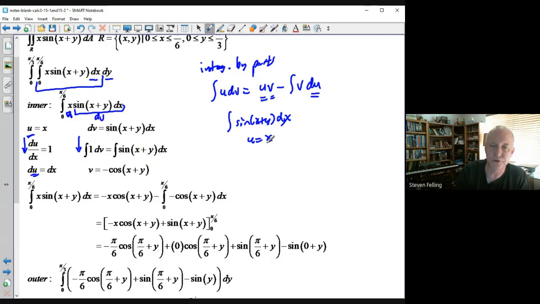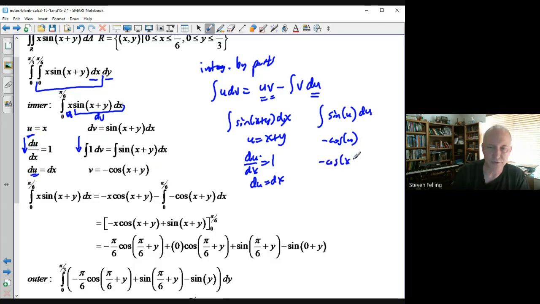If you made a u substitution for x plus y, du/dx would just be 1 because this is a constant right now. So du is just dx. Then you could rewrite this as the sine of u, and this would just be du. Since du and dx are the same, you're going to get the same integration limits. Actually, we don't even have the integration limits on here at this point. So you're just taking the integral here, which is negative cosine of u, and so that would just be the negative cosine of x plus y again.